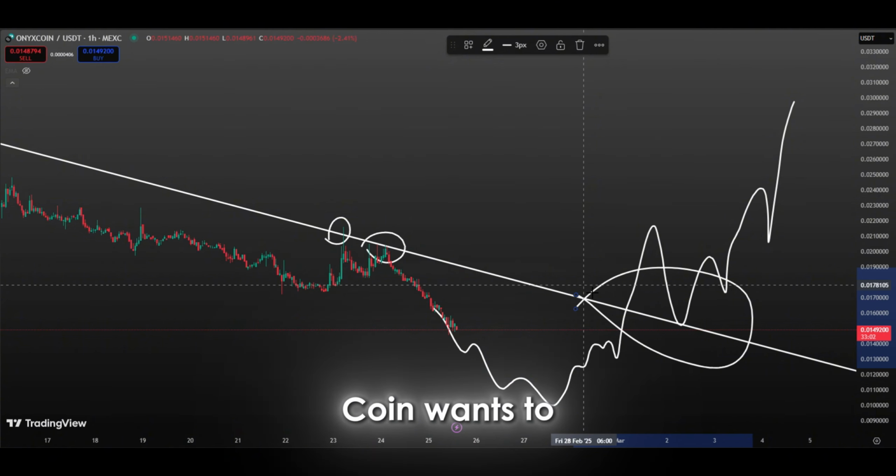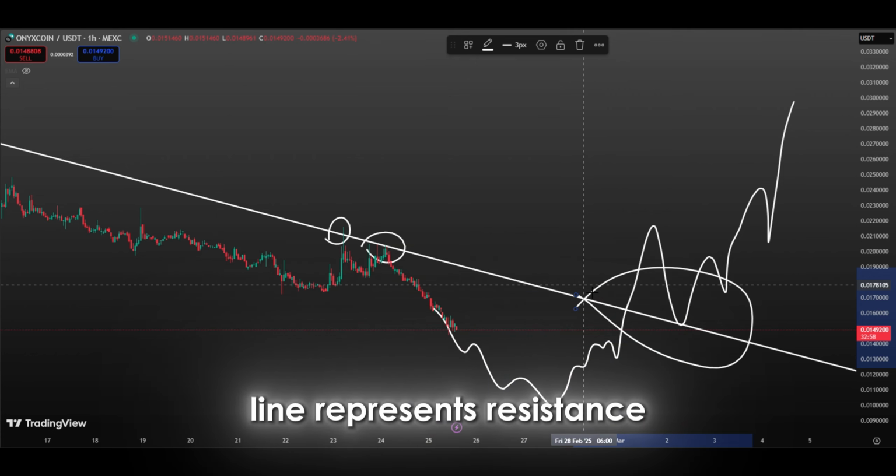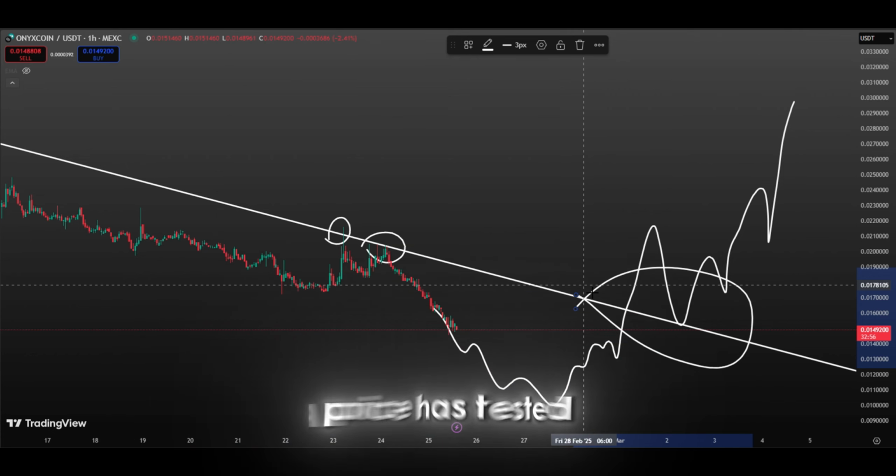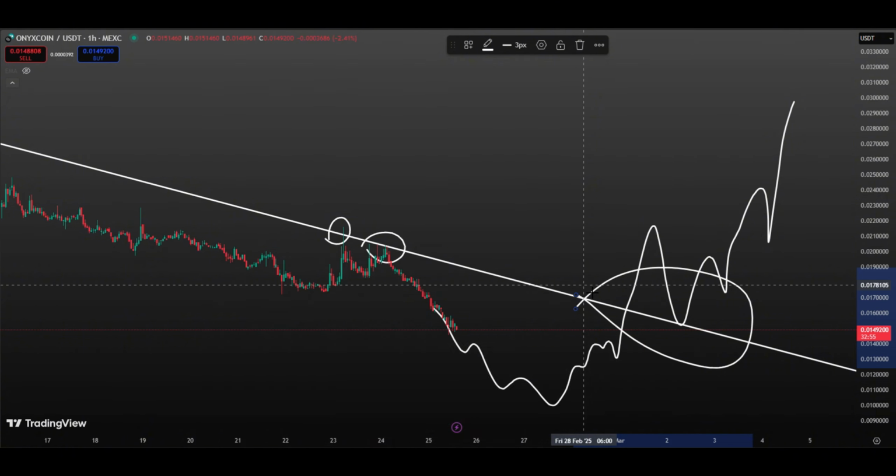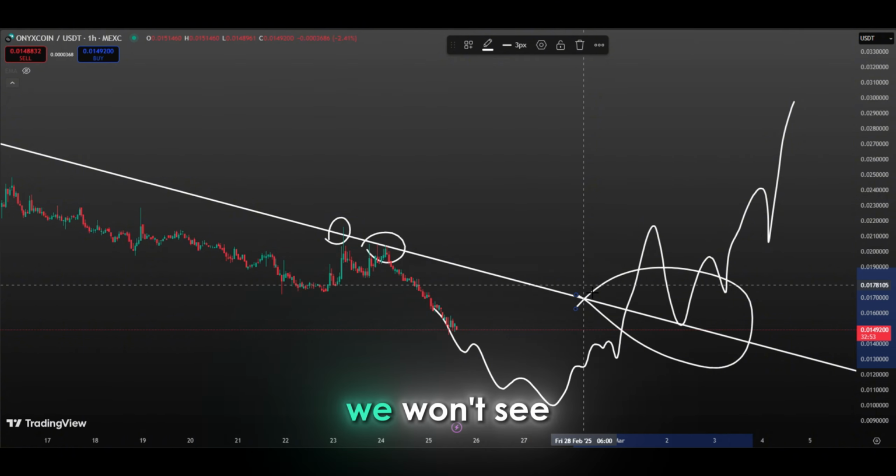However, if Xcn coin wants to turn bullish, it first needs to break this falling trend line to the upside. The falling trend line represents resistance levels that the price has tested multiple times but failed to break through. Unless this resistance is broken, we won't see a nice rise.